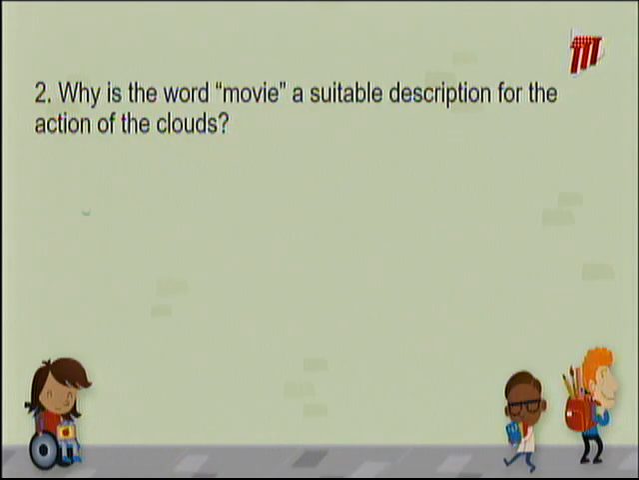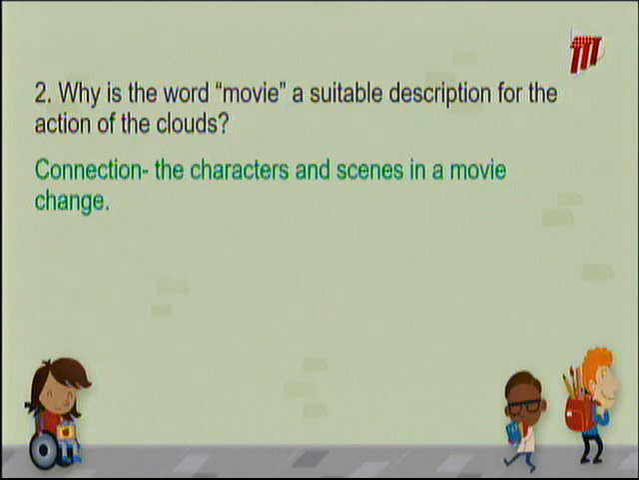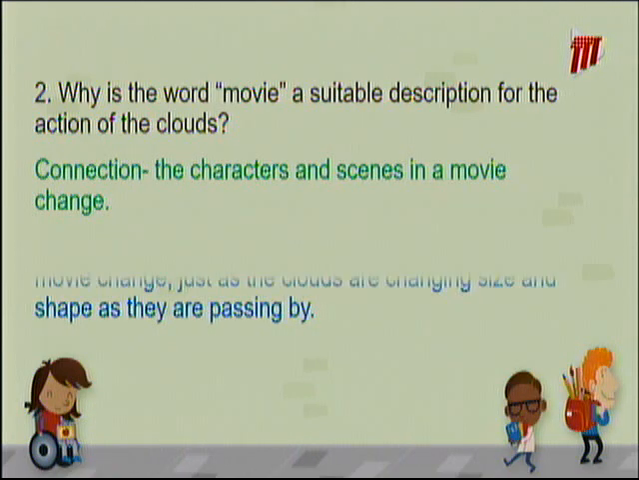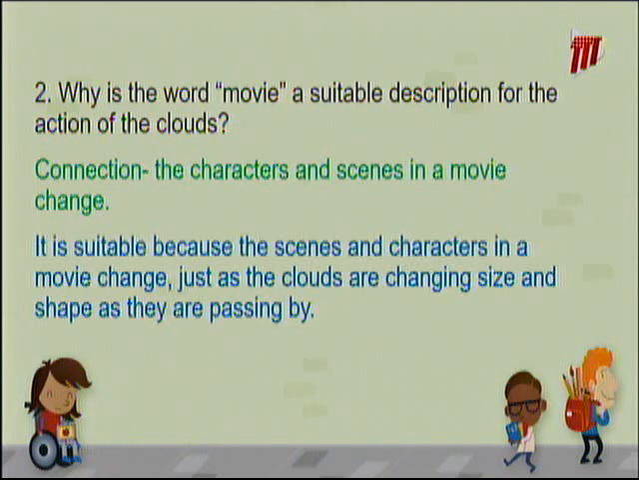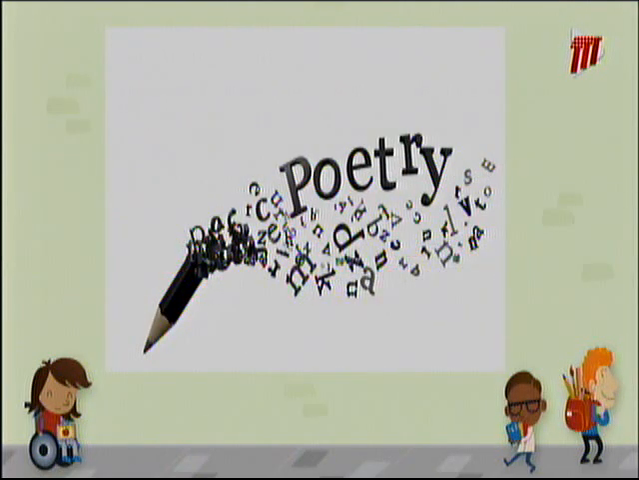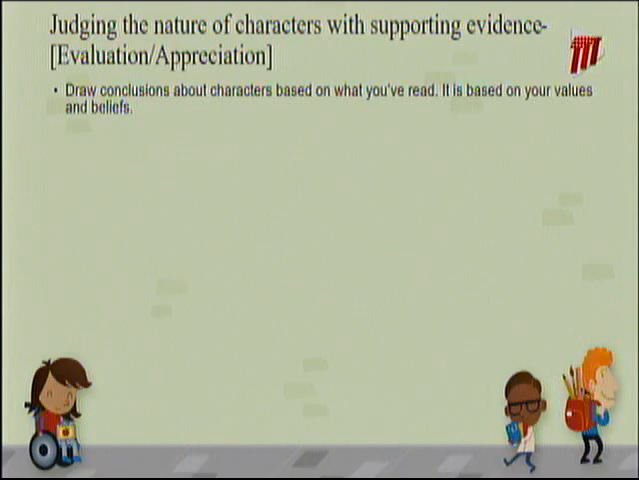Why is the word movie a suitable description for the action of the clouds? Here, the connection we need to make would be that the characters and scenes in a movie change. Therefore, the word movie is a suitable description for the action of the clouds because the scenes and characters in a movie change just as the clouds are changing size and shape as they were passing by. Let's move on to our next objective.